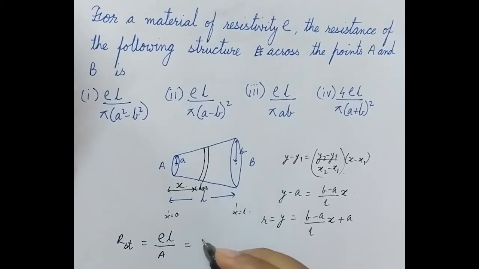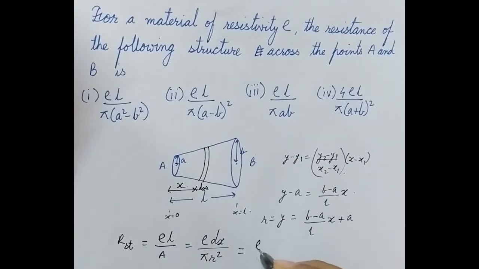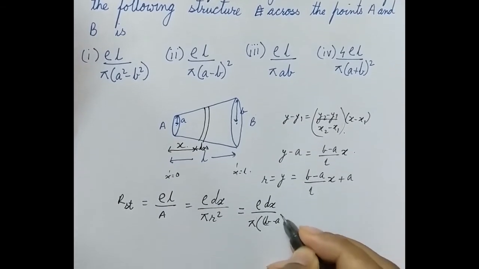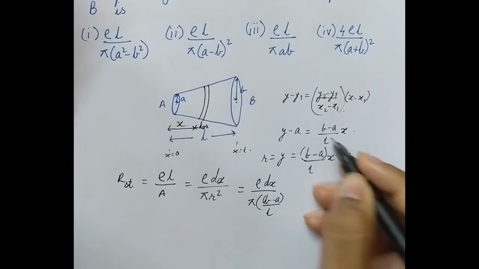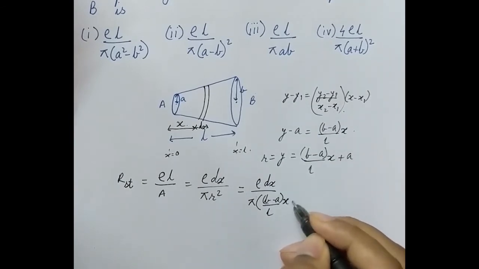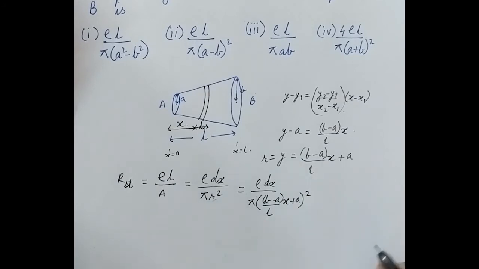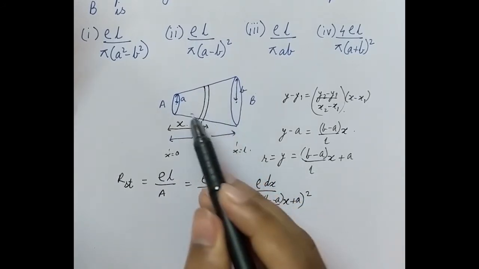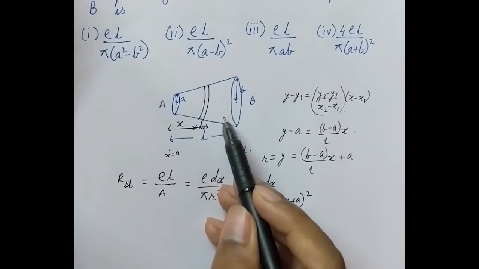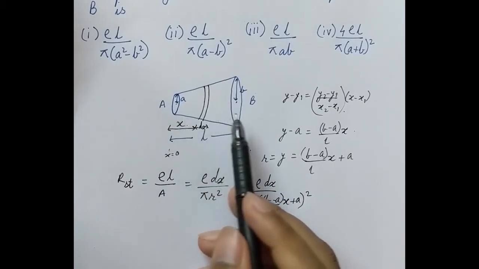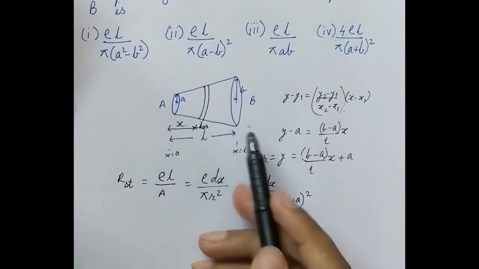The length is dx, so rho dx divided by the cross-sectional area, that is pi r square. We just found the value of r at a particular x, so we can put that in here. That gives us rho dx divided by pi times (B minus A by L into x plus A) whole square, because it's pi r square. Now this is of a single strip. You'll have one after the other, consecutive strips following each other, and to find the total resistance you need to integrate all of them, because these strips are in series connection.